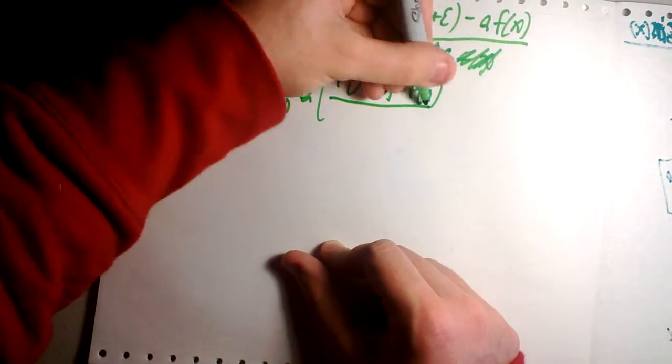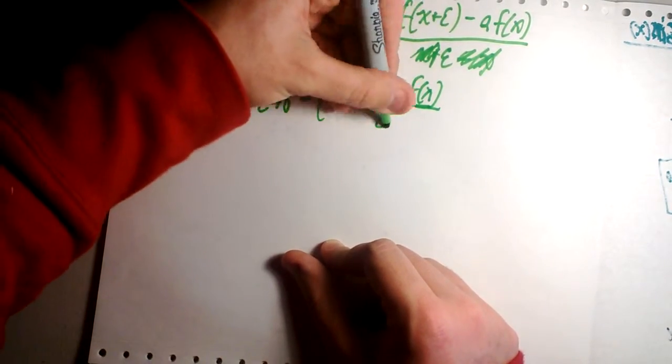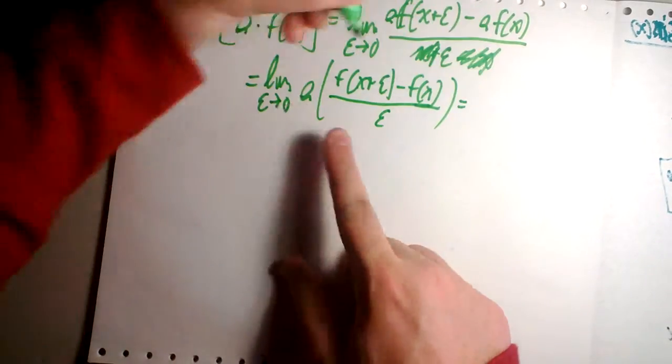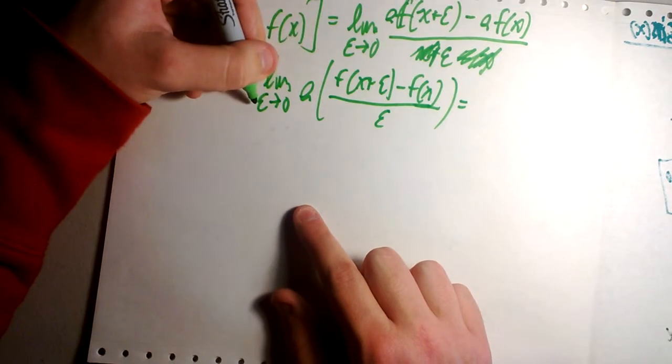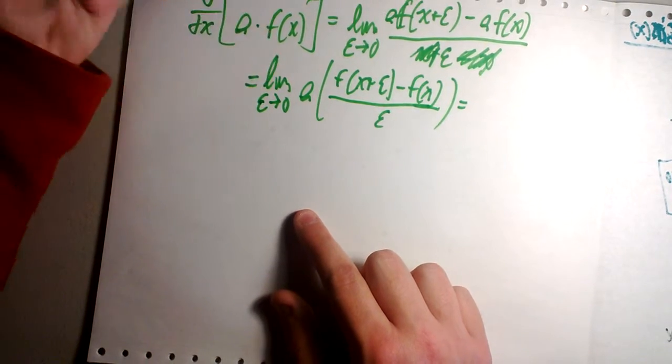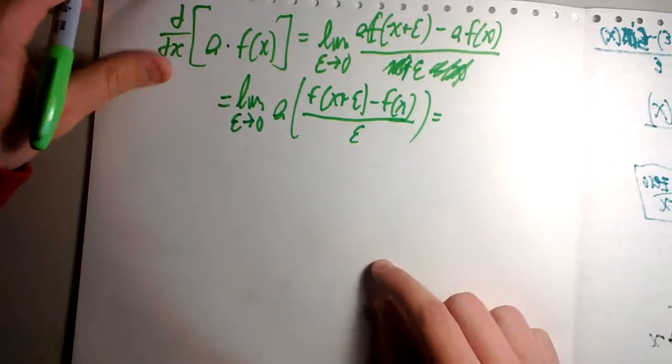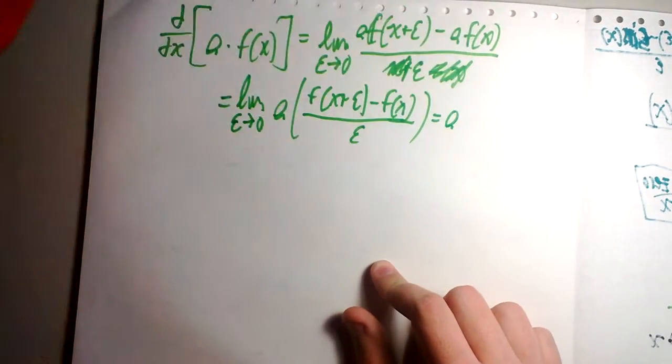And then there's just any number, really. And then it's divided by epsilon. Now you could bring this limit forward, just switch places, because a is not part of the limit. All you care about is when epsilon goes to 0, not when a goes to 0. So you can bring it out.